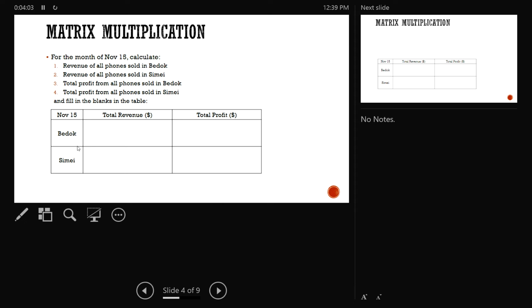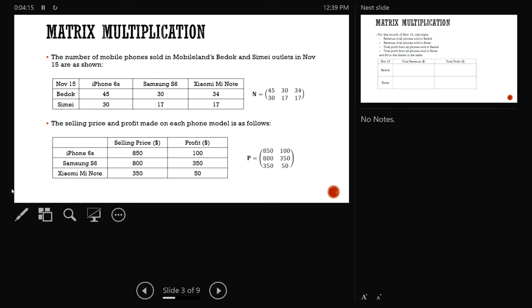Next. I asked you to calculate the revenue of all the phones sold in Bedok. So revenue means all the selling price multiplied by the number of phones sold, add them all up. Okay? So without all this information, can you tell me how to calculate the amount of money he collects in Bedok for this one? How much money does he collect? What times what? 45 times 850, is that all? Plus 30 times 800 plus 34 times 350. That is the amount of money he gets in Bedok, right?